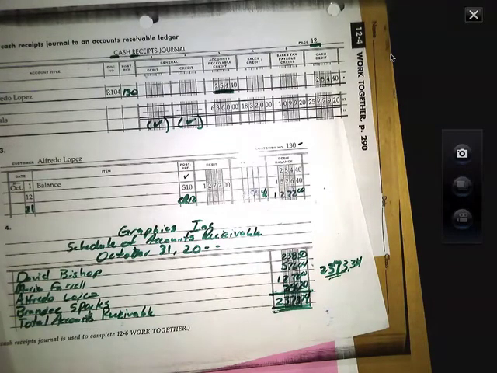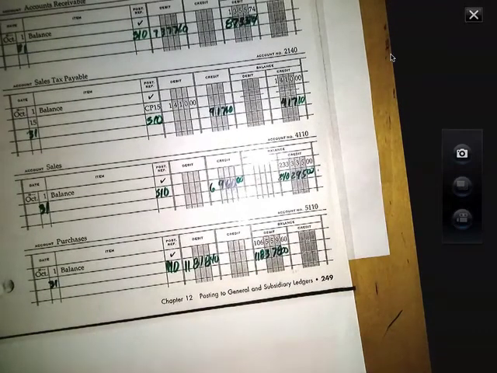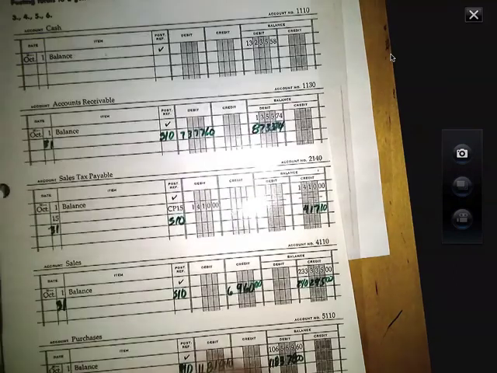Can you go back to the general ledger posting? Which one? 12-6. What are you trying to figure out? Still the accounts payable. Right, so there is no accounts payable on here. There's cash, accounts receivable.